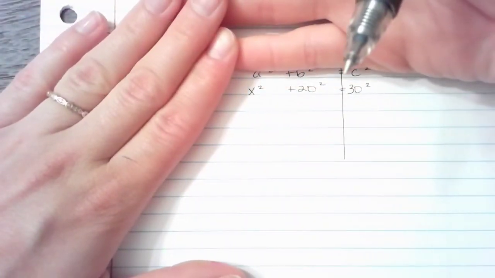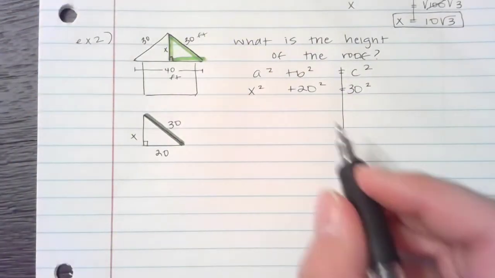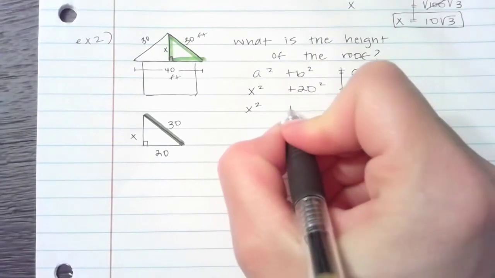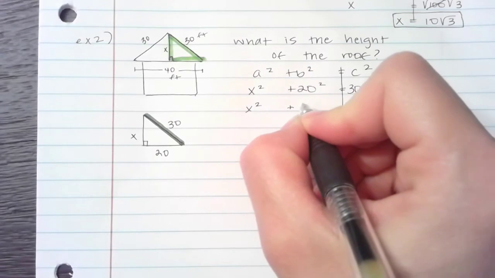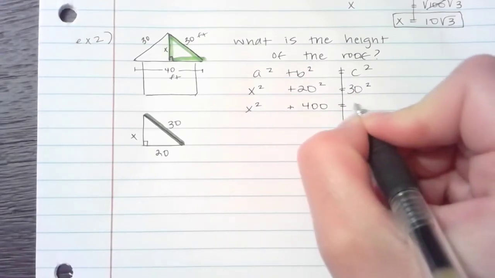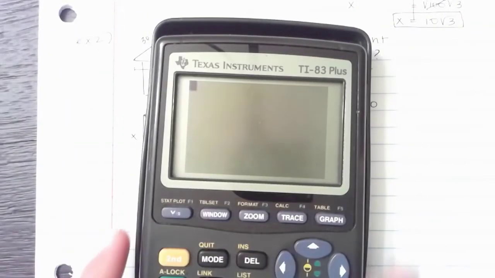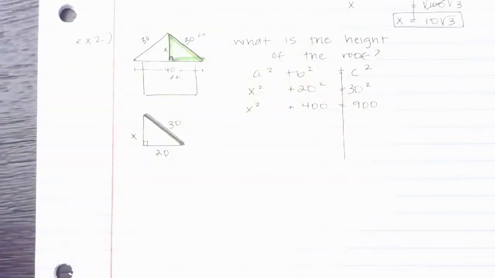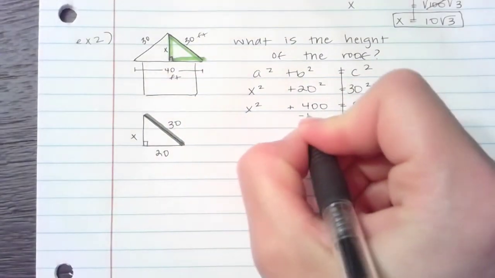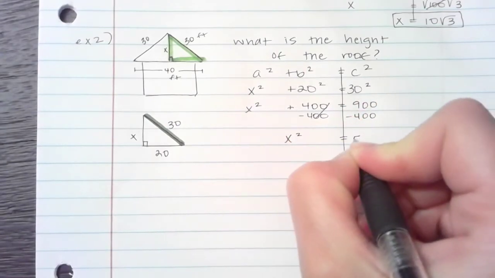At this point, you are just going to get x squared by itself by subtracting 20 squared from both sides. I prefer to do this piece first. I prefer to say 20 times 20 is 400. 30 times 30 is 900. I prefer to write that piece out. But if you wanted to just skip to this part where you subtract 20 squared from both sides and you say 30 squared minus 20 squared, you'll get 500 the exact same way I'm going to get 500. Subtract 400. X squared is equal to 500.